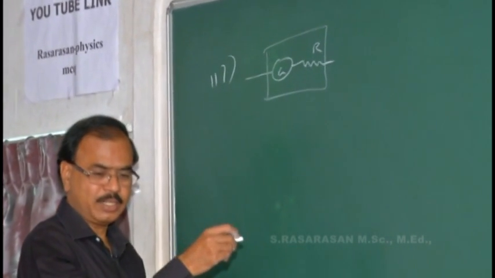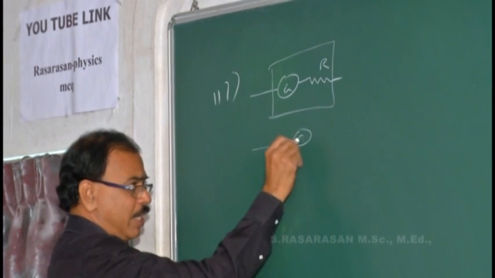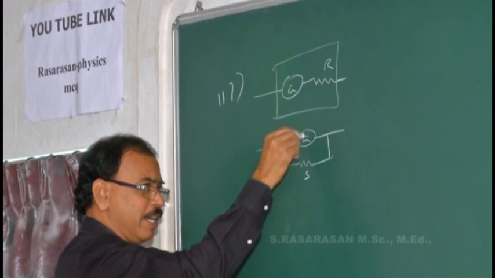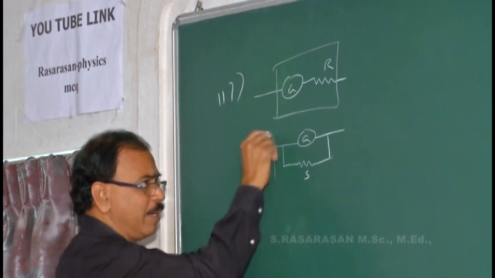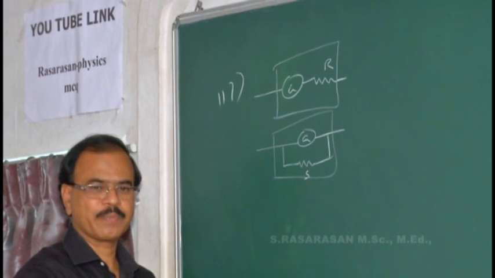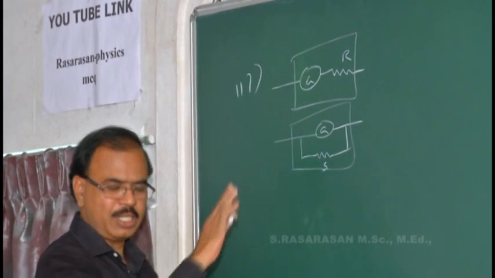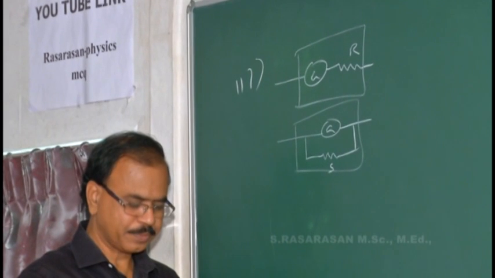To measure the current. It is also a galvanometer where a low resistance called shunt resistance is connected in parallel with the galvanometer. This combination is called an ammeter. It is used to measure current. So there is no battery in this, and no source of EMF in this either.